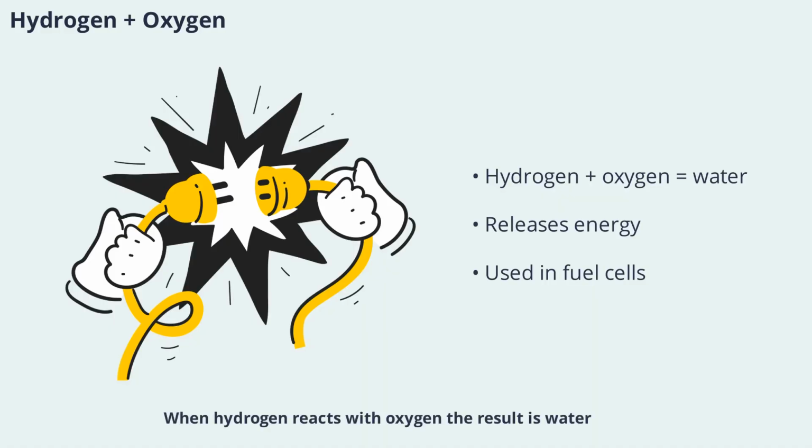When hydrogen reacts with oxygen, the result is water. The reaction is explosive and releases a lot of energy. 2H2 + O2 → 2H2O. This reaction is not only important in chemistry but also in fuel cells, where it's used to generate clean energy. The simplicity and power of this reaction make hydrogen a promising energy source.